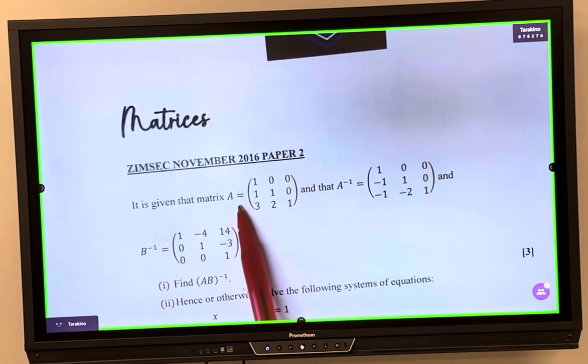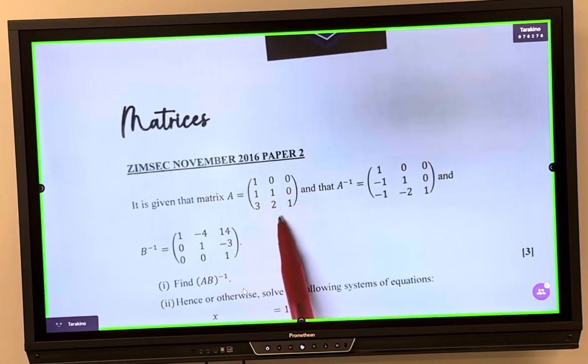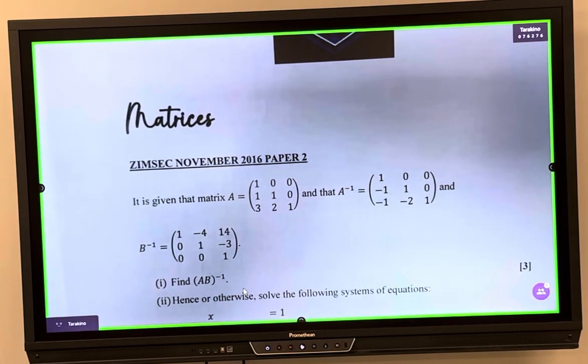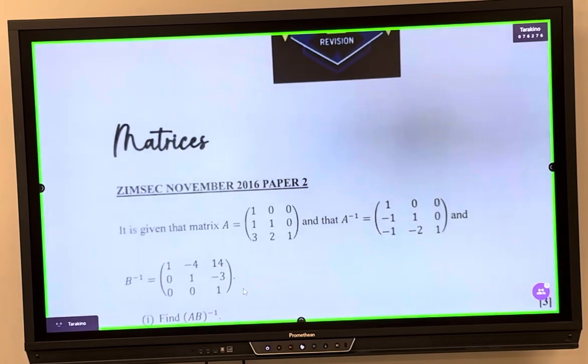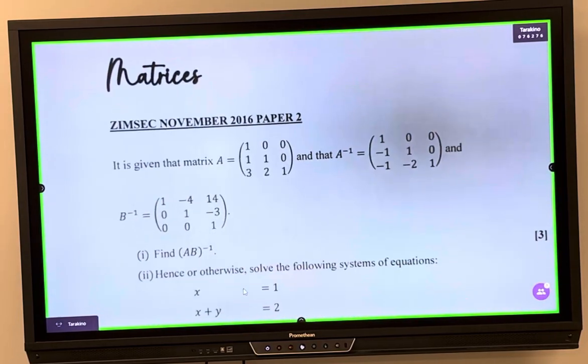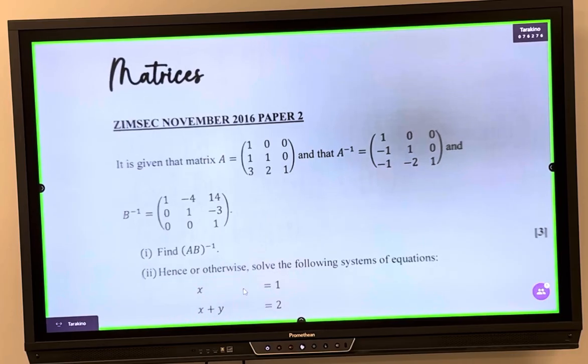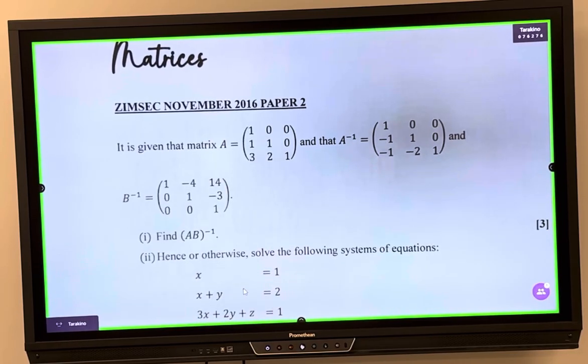It is given that AB is equal to 1001 and A inverse is 1000. Then we're also given 100, negative 110, negative 1, negative 1, and we are given B inverse. So we want to find (AB) inverse, and hence or otherwise we need to solve that system of equations.